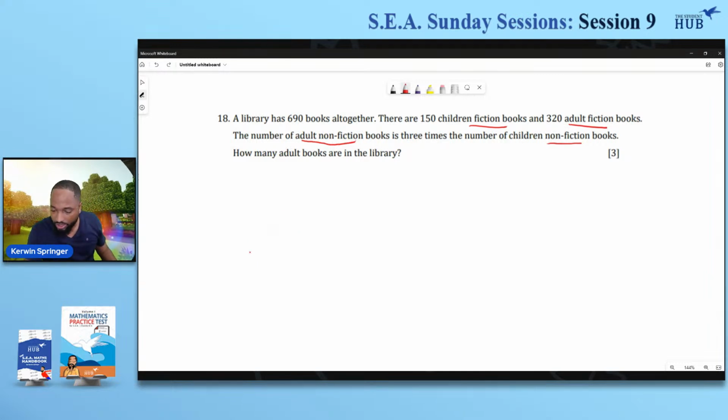Alright, so how are we going to write this one? We have the children, CH for children. We have the children fiction. We have the adult fiction. Now we have the children non-fiction. We have the adult non-fiction. Are you good with that writing? How I write that down?